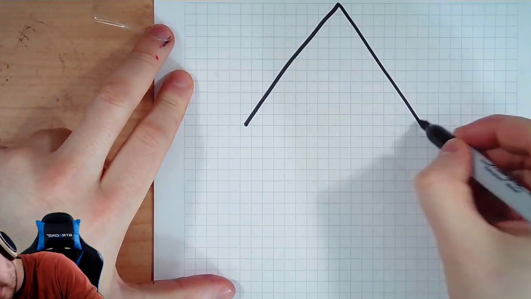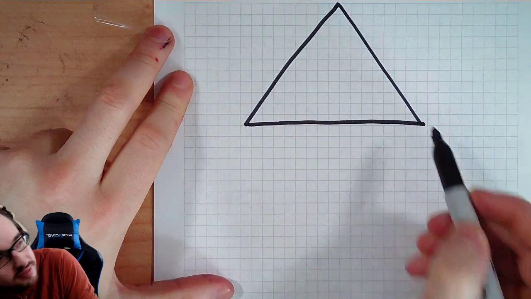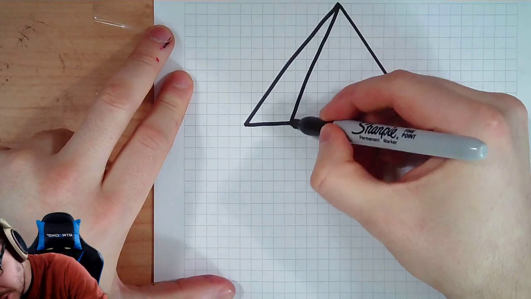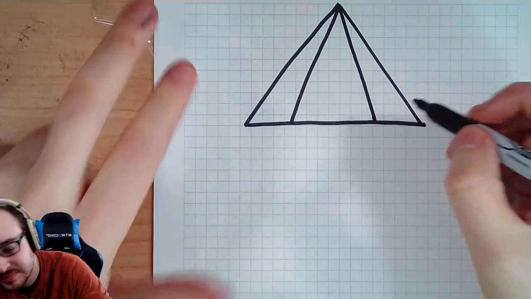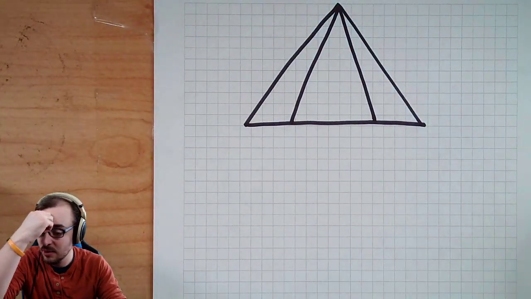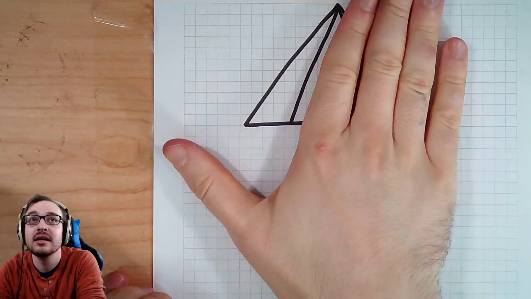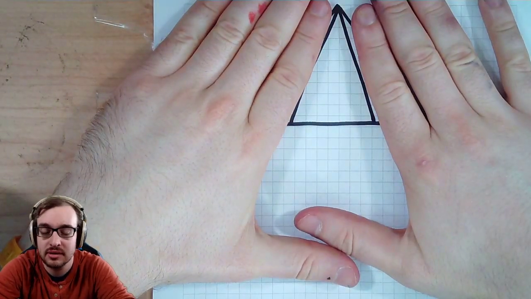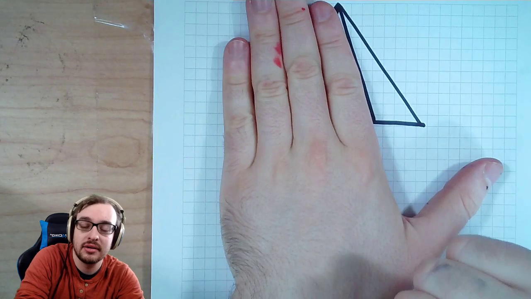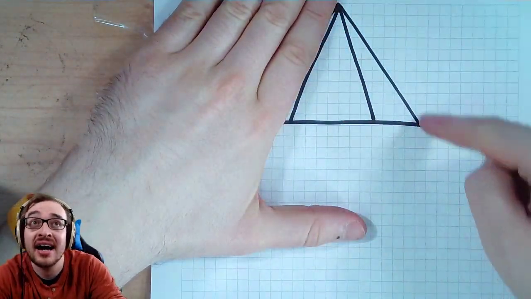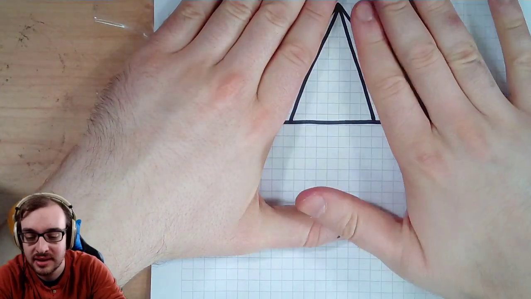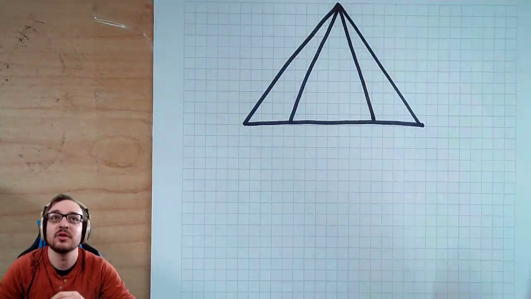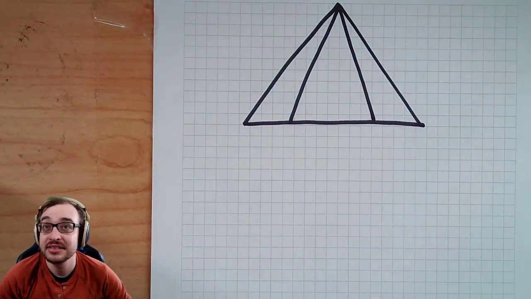Here's our diagram. First of all, how many triangles do you see here? You said 3. There's more. 1 big one. 2. 3. 4. 5. This whole thing here. 6. This whole thing there. It's a lot of triangles.